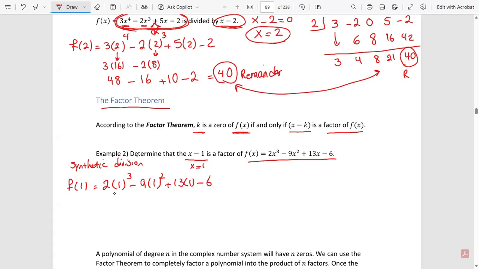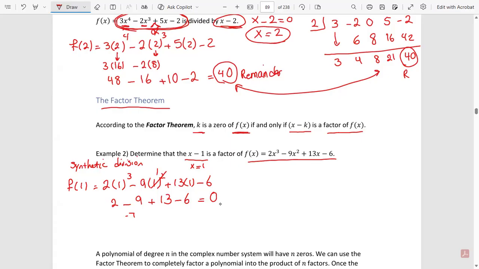First find the power. So 1 to the third power is 1. 1 times 2 is 2. First find the power. 1 squared is 1. 1 times 9 is 9. 13 times 1 is 13. And then bring down negative 6. 2 minus 9 is negative 7. Negative 7 plus 13 is 6. 6 minus 6 is 0. Okay, the remainder is 0.